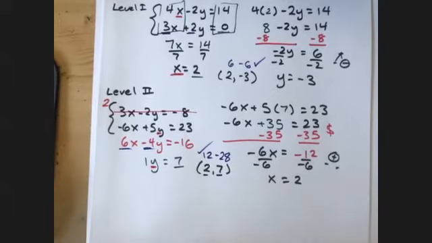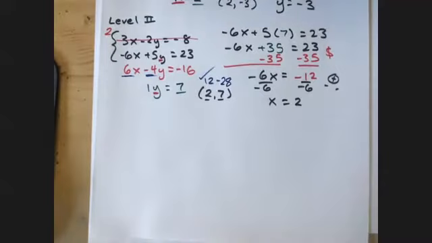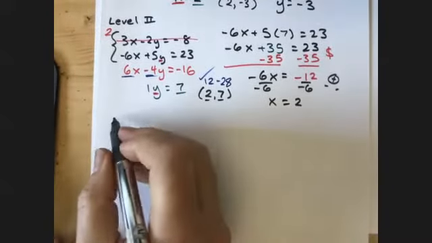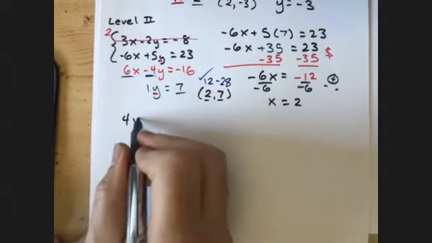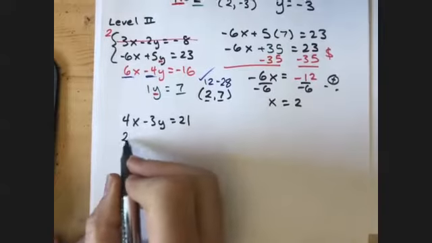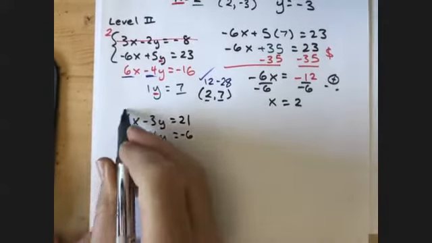Let's do another one of those, another level 2. Before we move on, I will show you level 3 because they're lots of fun. Everybody loves them. So let's do 4x minus 3y equals 21, and 2x plus 4y equals negative 6.